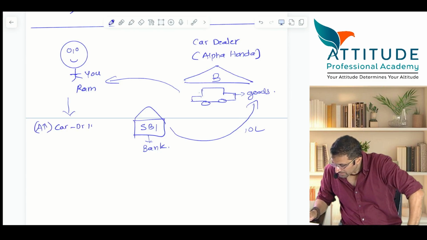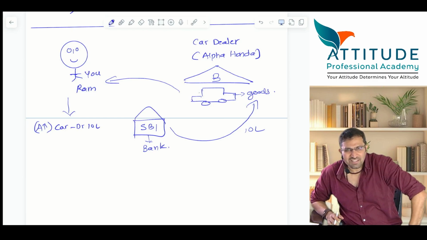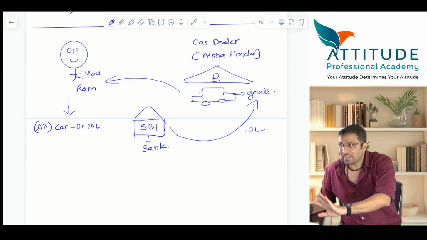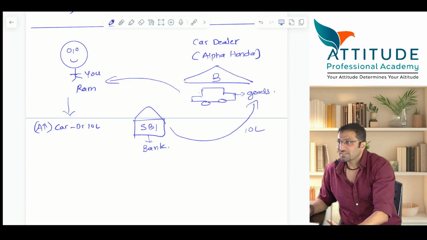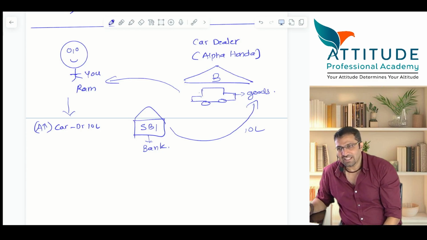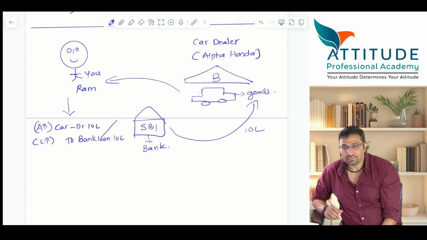Car debit 10 lakhs. What did you give? You have not given cash, or someone else has given cash. Who is that? SBI. So from your angle, you have not given anything. In fact, you have given a promise to the banker that you will pay in installments, yes or no? Clear? So for you it is a liability. Liability increases. To bank loan, 10 lakhs. Clear?